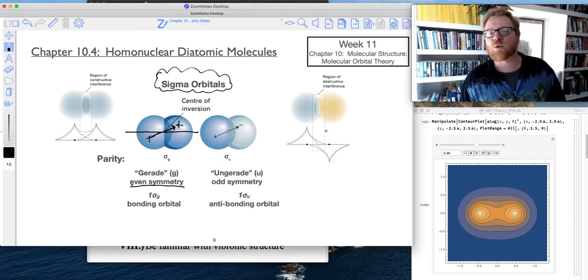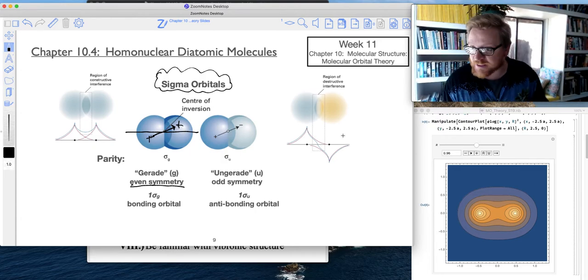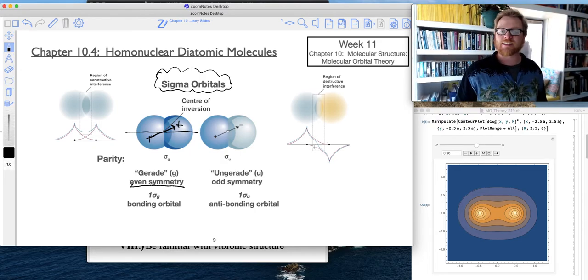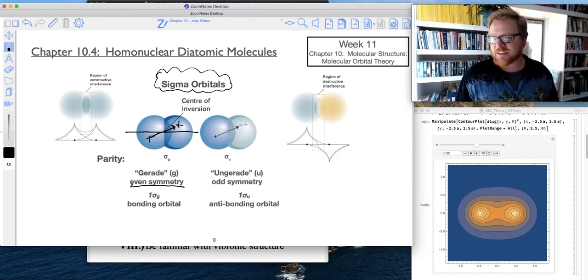And it doesn't matter which one you ascribe to be positive or negative, because we know since it's this anti-bonding orbital with destructive interference, it has to change signs. That's why it has that destructive interference. So that is called odd symmetry, or ungerade, and that designates the anti-bonding orbital as 1 sigma u.